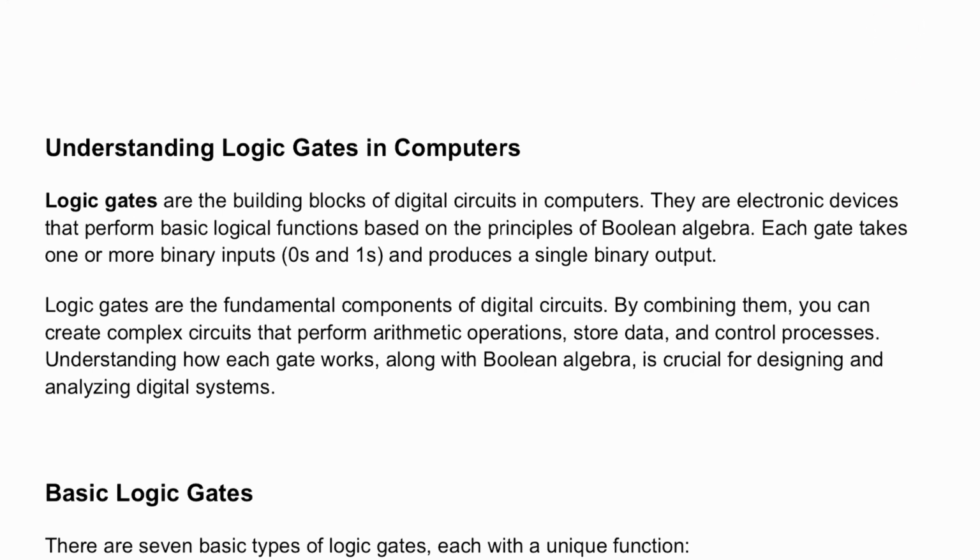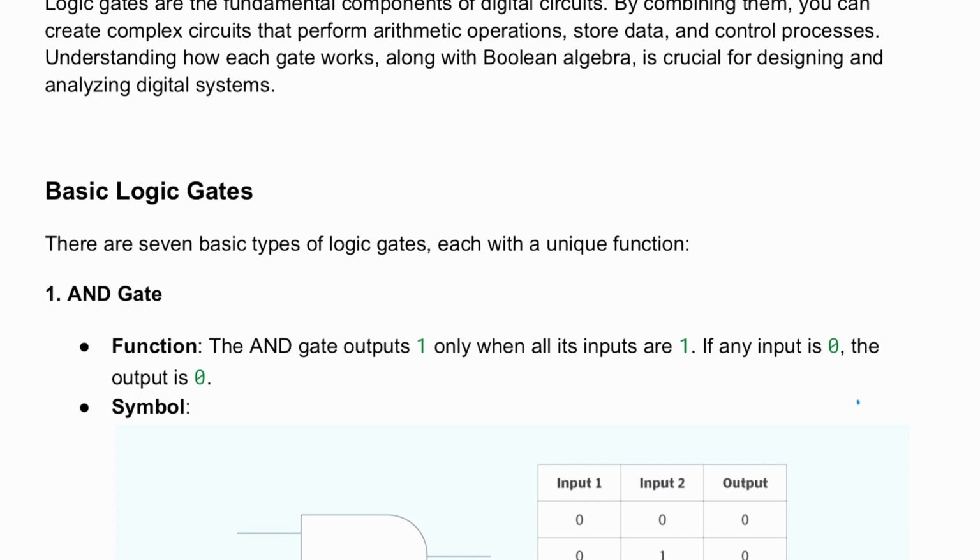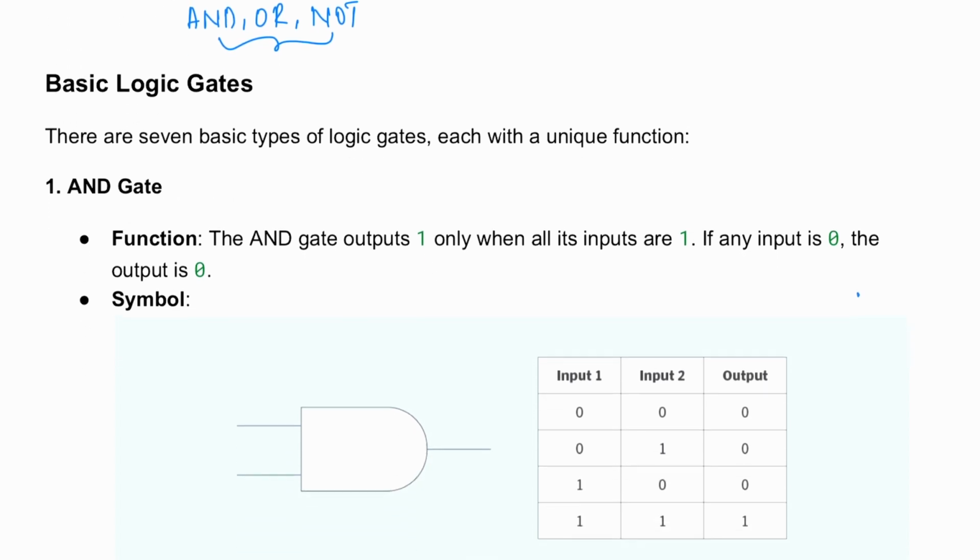So there are basically 5 or 6 gates in computers. Let's first discuss what these logic gates are basically used for. For example, if you have to do any arithmetic operation, or you have to store data, or you have to control any process, these logic gates are used. So let's quickly discuss the gates. The main basic gates we have in computers are AND, OR, and NOT, and other gates are derived from these three gates. So the first one is the AND gate.